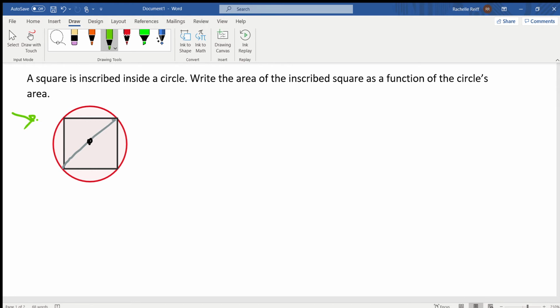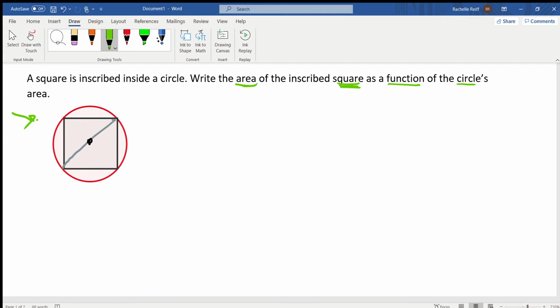And now it says, write the area of the square as a function of the circle's area. Oh my gosh, what does that mean? Well, if we have something that says f of x, right, that's a function of x. So we're going to do something similar, but with our square and our circle.